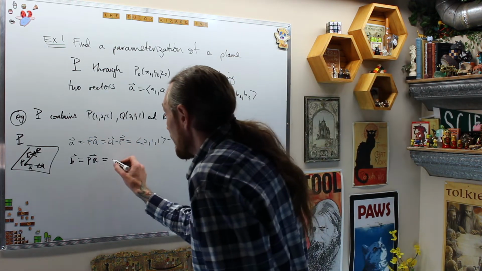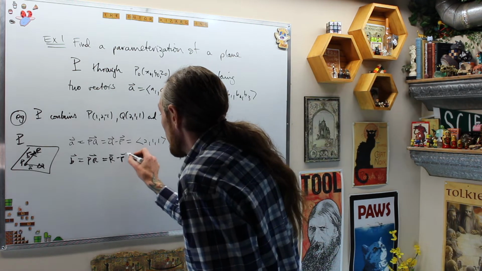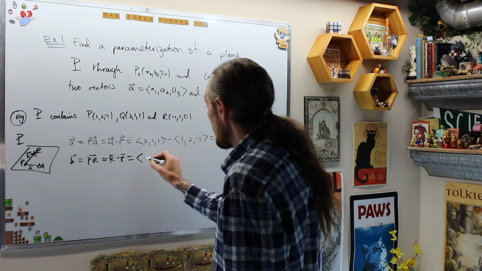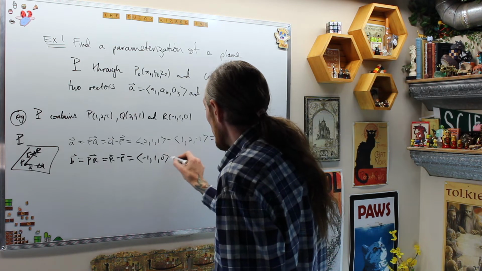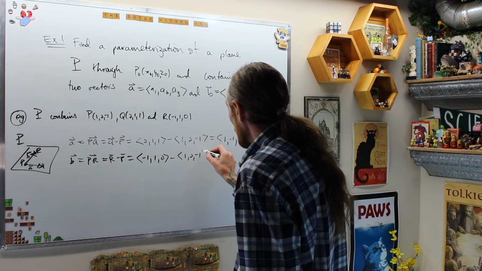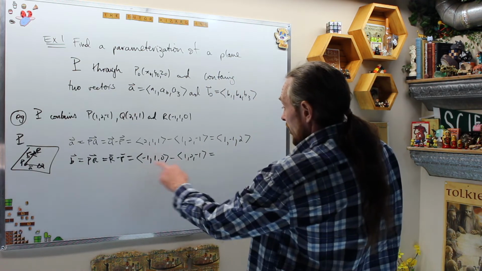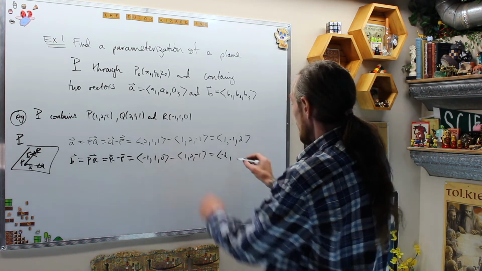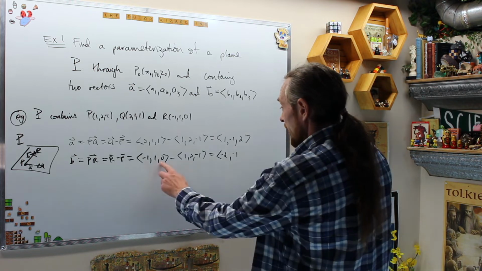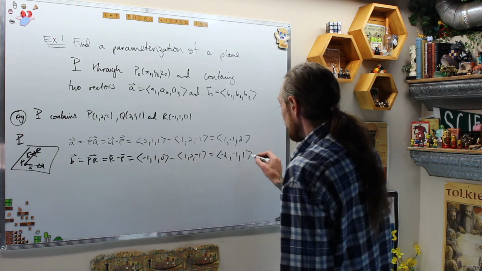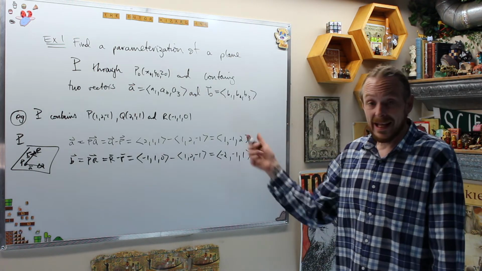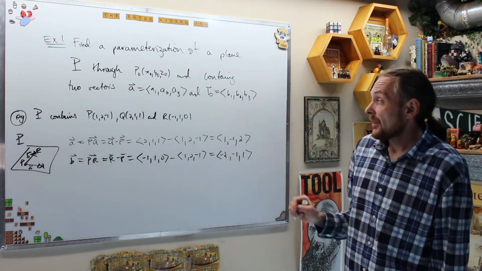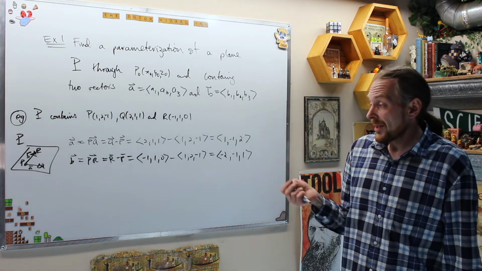This is going to give me R minus P, which is going to be R as a vector, minus 1, 1, 0, minus 1, 2, minus 1, which is going to be minus 2, 1 minus 2 is minus 1, and 0 minus minus 1 is 1. Now I have my vectors A and B. What I have to do is create the parameterization of that.